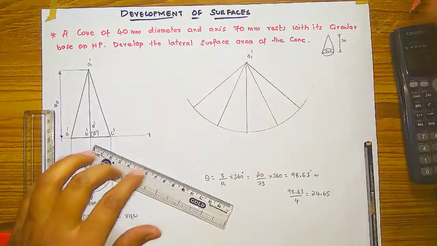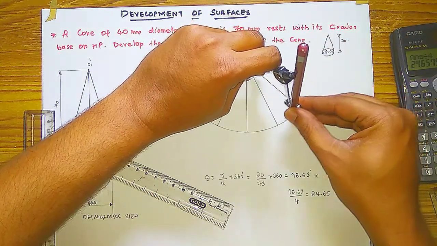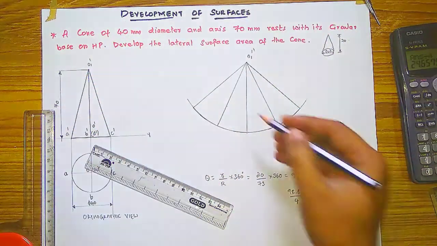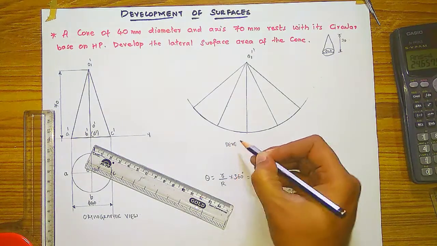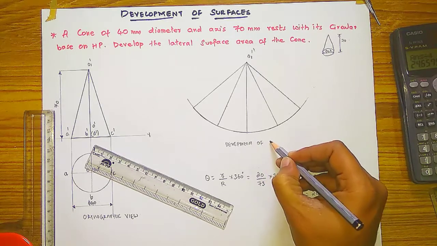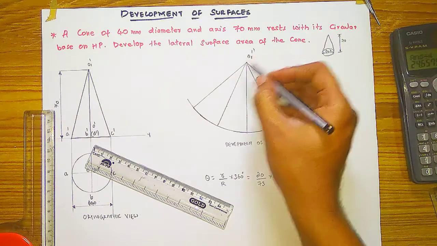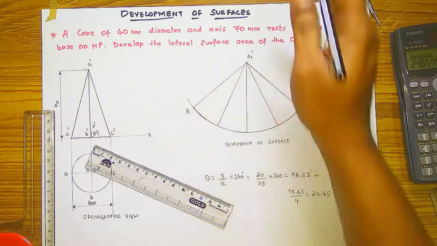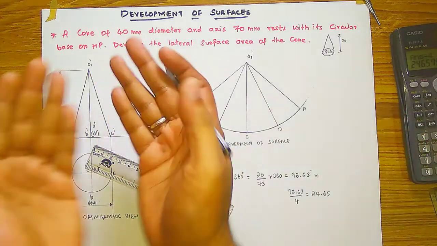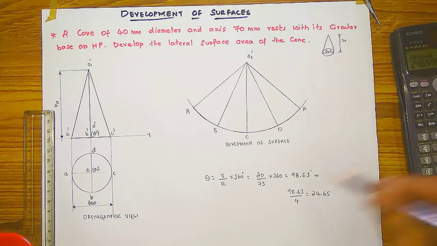Then after you have to dot this surface of this curve this much, and this is the development of surface. So I am writing development of cone or surface, okay. And this O1, the labeling will be A, B, C, D, then A. If you open this cone, it looks like this, and this is the development of surface of this problem. This is the complete solution.